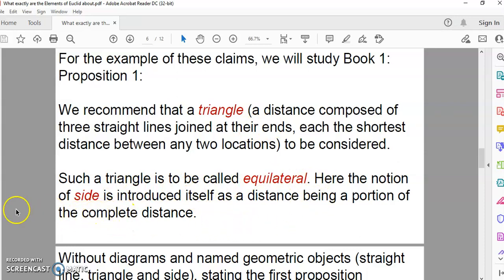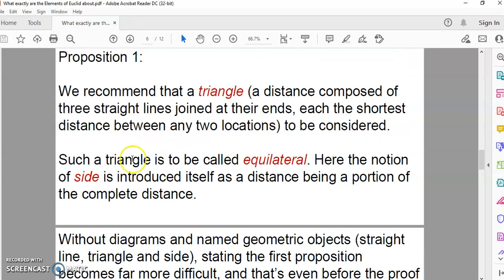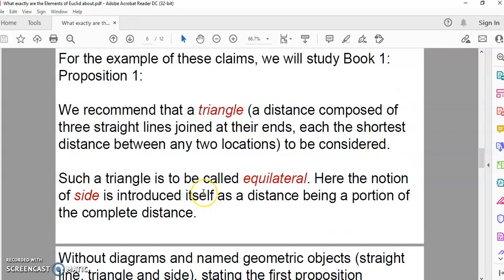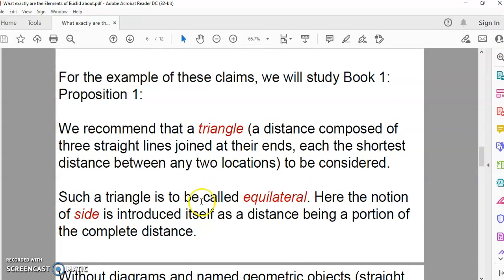Here the notion of side is introduced itself as a distance being a portion of the complete distance. In other words, as only part of a triangular distance. Okay, so now that's not exactly how it's stated, and we'll get to the exact statement, but that's what was meant. And you have to remember that in classical Greece, communication was pretty much laconic. It was kept brief, precise, and to the point.